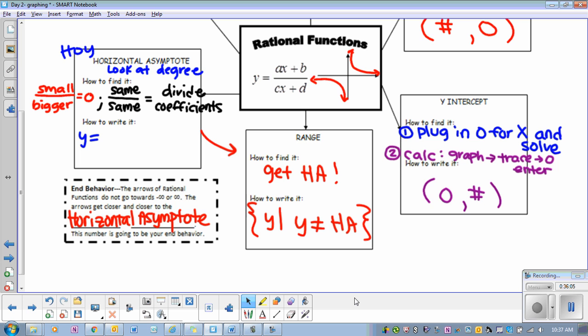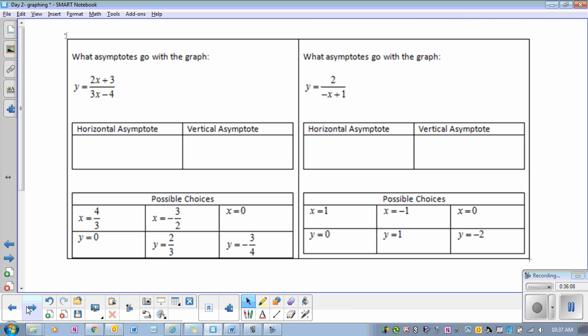Alright, so let's try an example. Let's go back to our white sheets, but let's keep our graphic organizers nearby so we can refer to them. Let's look at this one. Which asymptotes go with this graph? These two problems look like this because you will see problems like this on the SOL.